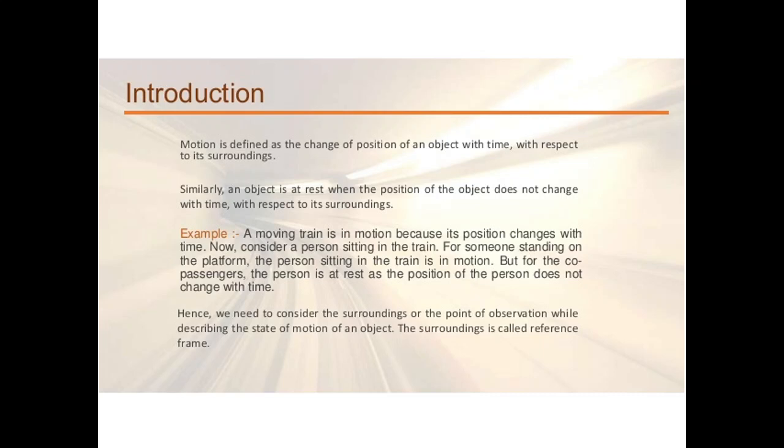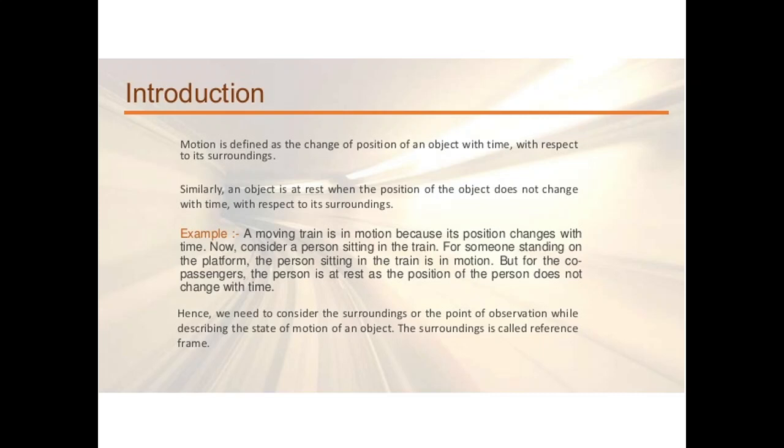Similarly, there are many phenomena which we can see, some moving and some at rest. Those which are moving are said to be in motion, and those which are not are said to be at rest. An example is furnished here where you can see that a moving train is in motion because its position changes with time. Now, if you consider a person sitting in the train, for someone standing on the platform, the person sitting in the train is in motion.